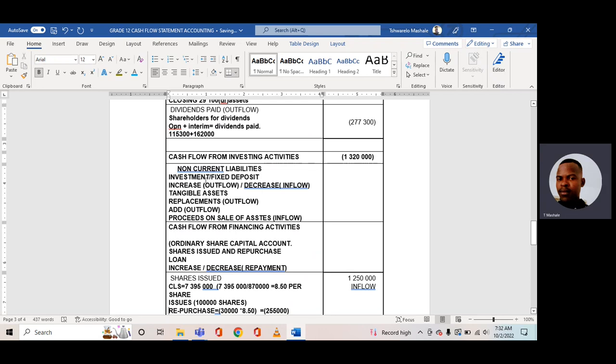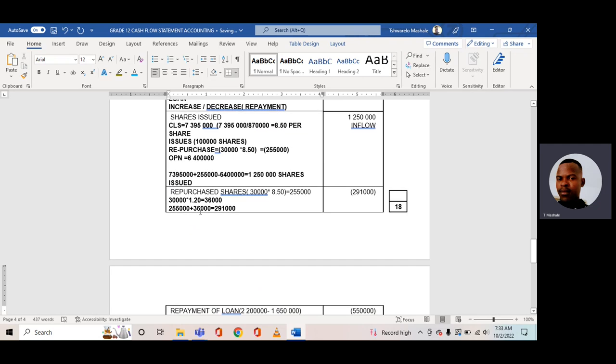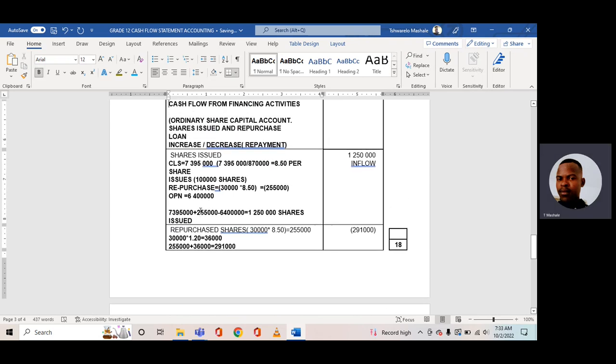And then the investment can either be an outflow or an inflow. If it's an increase, it's an outflow. A decrease, it's an inflow because it is maturing. Therefore, you can either have tangible assets effects, the replacement, therefore the addition, for the proceeds. And then here you have your cash flow from financing activities, of which it will be affected by your ordinary share capital. And then on that account of ordinary share capital, you will only take the shares issued and the repurchase. And then the other one, it will be loan, which can either be repayment, it can either be an increase in that loan. If it's an increase, it means you are receiving money, therefore it will be an inflow.